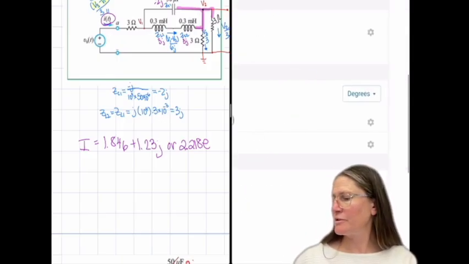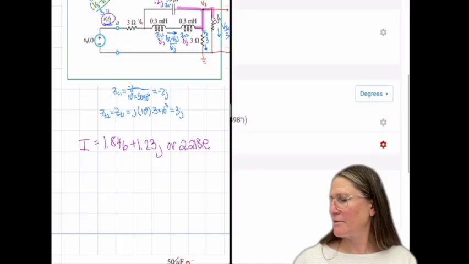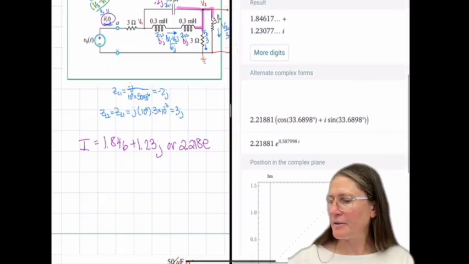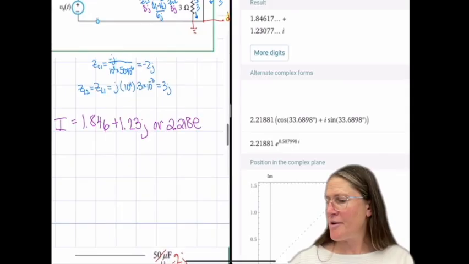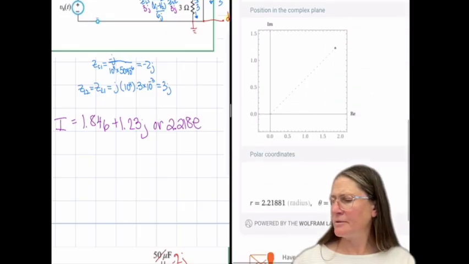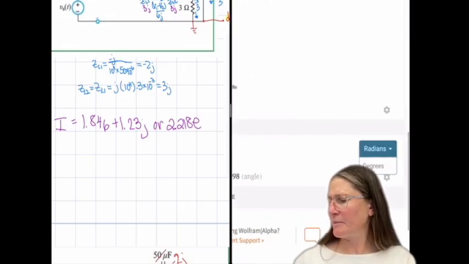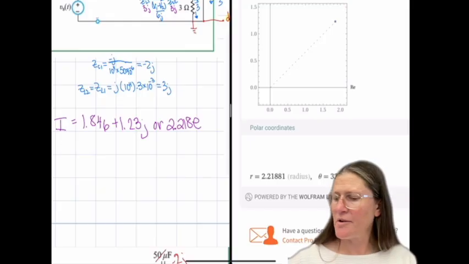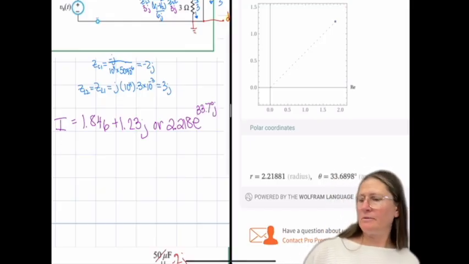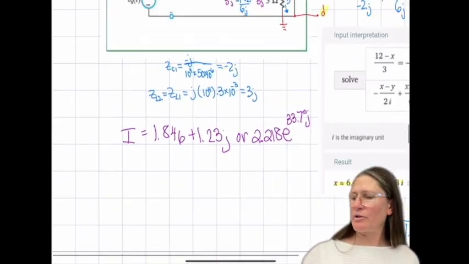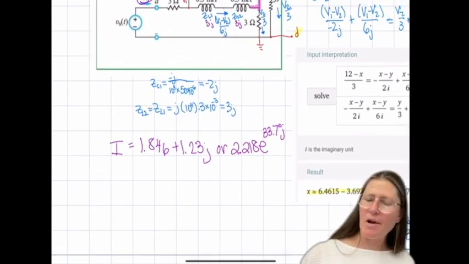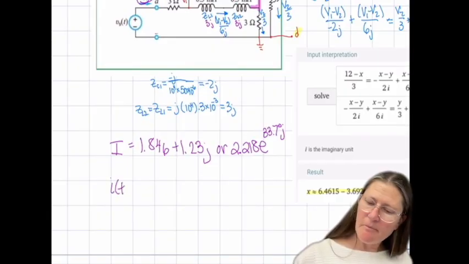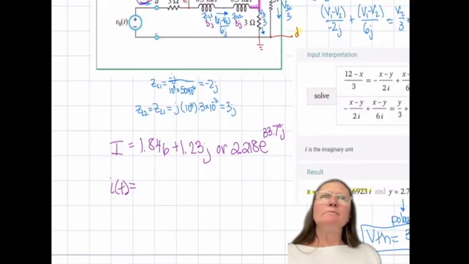Is this degrees? This looks like it's in... there we go, 33.7 degrees, j. Okay, so there's our I. How do we get I of t? Anyone?